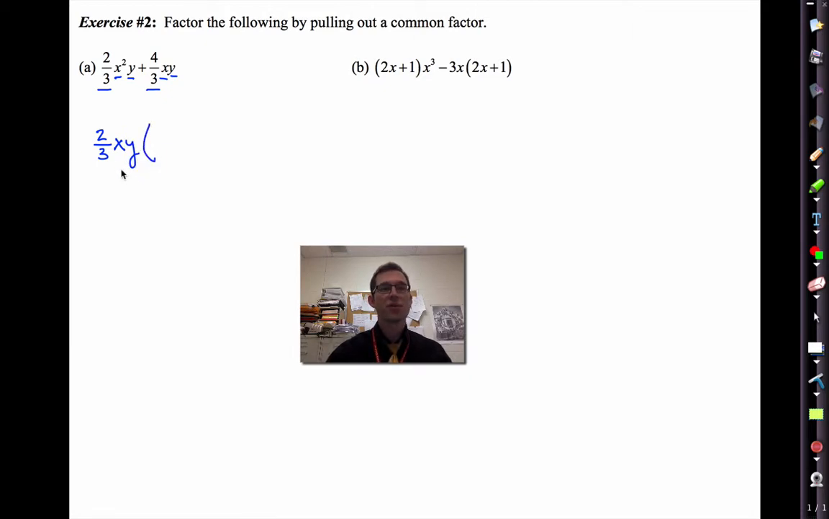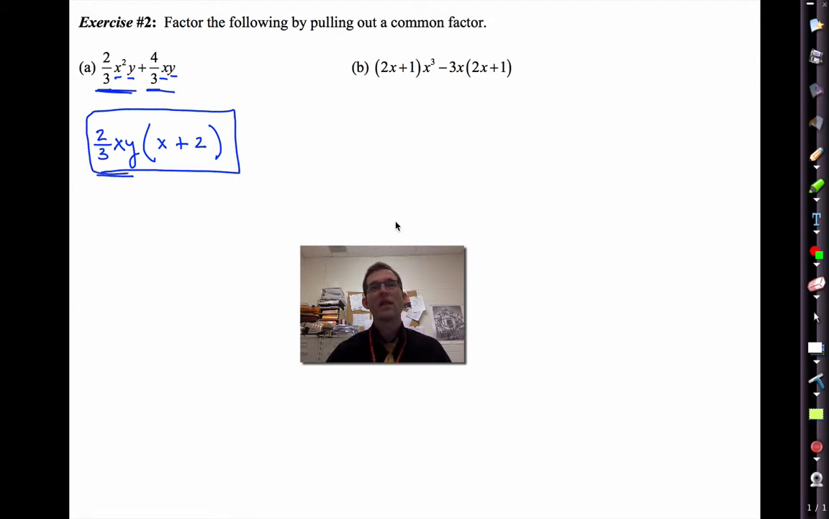Then I ask a very simple question. What do I need to multiply this by to get this? And the only thing I'm missing is an x, right? So x times x will give me the x squared, but the y and the 2/3 have come out. On the other hand, what do I have to multiply by to get the 4/3 xy? Well, I have to multiply by a 2, right? Because 2 times 2/3 will be 4/3, thus giving me my final answer.